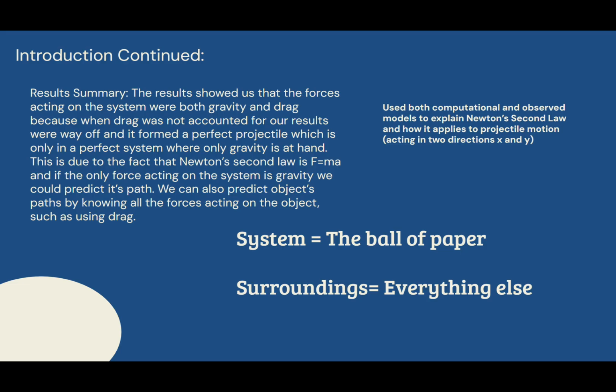This is due to the fact that Newton's second law is force equals mass times acceleration, and if the only force acting on the system is gravity, we can predict its path. We can also predict objects' paths by knowing all the forces acting on the object, such as drag, because this tells us what the acceleration is if we also know mass.